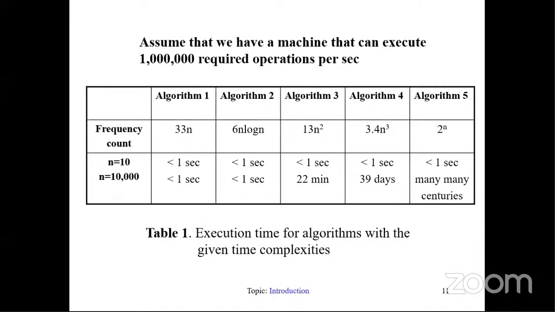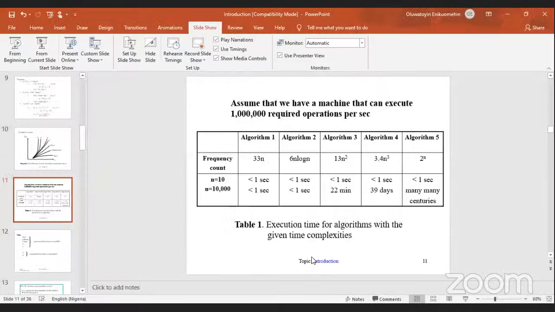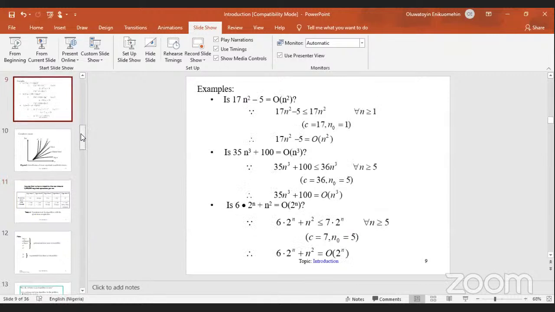So now that we have a machine that is going to perform 1 million operations per second, we want to see how algorithms 1 to 5 perform over the simple set of algorithms. But today, we will not be going into comparison of this. We will rather be re-emphasizing what we have done earlier.